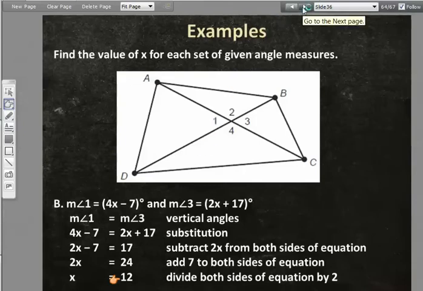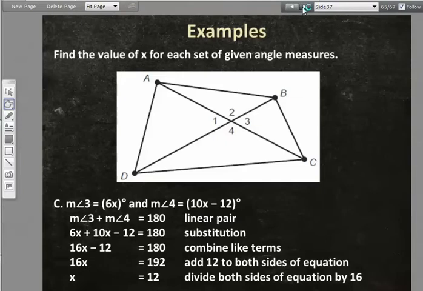Let's do one more. Oh, look at that. I didn't divide it all up. But I think y'all are getting the idea by now. But let me point out something to you. It says the measure of angle 3 equals 6x degrees, and the measure of angle 4 equals 10x minus 12 degrees. Well, look at angle 3 and 4. They're not vertical, okay? They're going to be a linear pair, and that's what I put right here. If I take the measure of angle 3, I add it to angle 4, I'm going to get 180 because that's our definition of a linear pair.